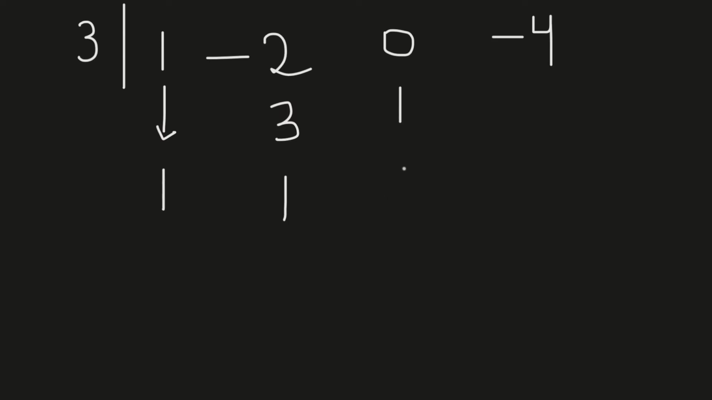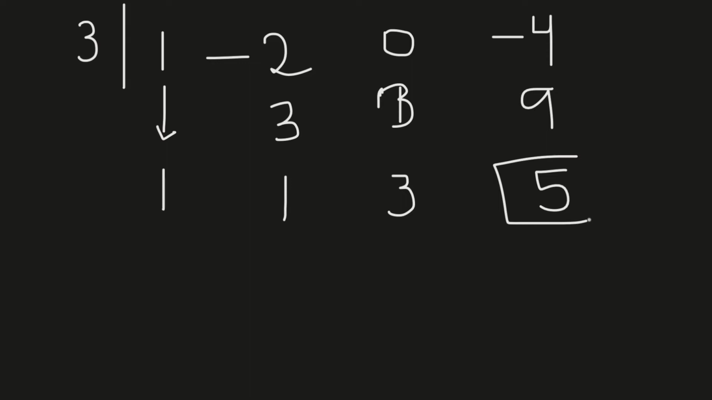Hold on, I made a mistake. It's not 1. It's supposed to be 3. Hold on, let me fix that really quickly. The next thing that we would do is just add again, and then keep going until the end. And the very last number that we have, if it's greater than 0 or just not equal to 0, then it is the remainder, which is 5.